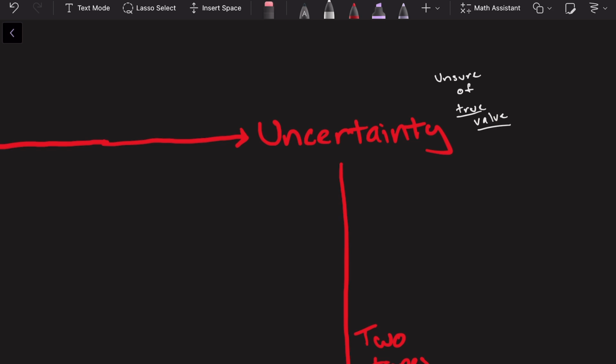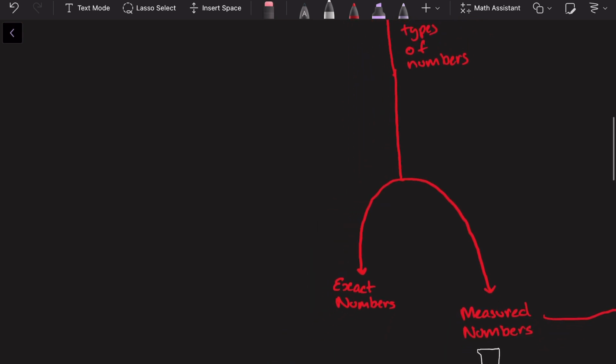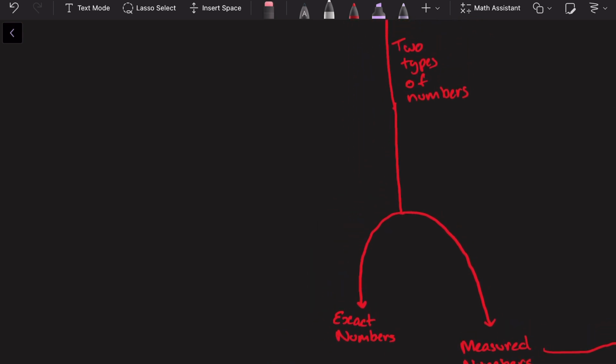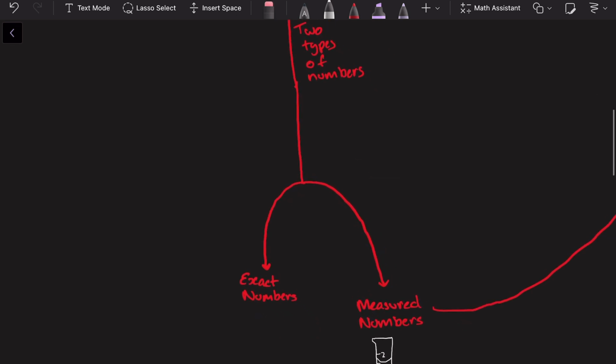You have no idea. With that being said, in Gen Chem you're going to run into two types of numbers: exact numbers and measured numbers. The difference between them? Uncertainty. Exact numbers do not have uncertainty, while measured numbers do have uncertainty. Let's start with exact numbers. There are two types of exact numbers you're going to run into.